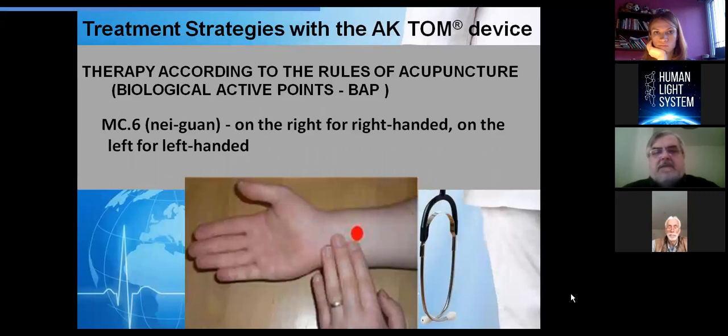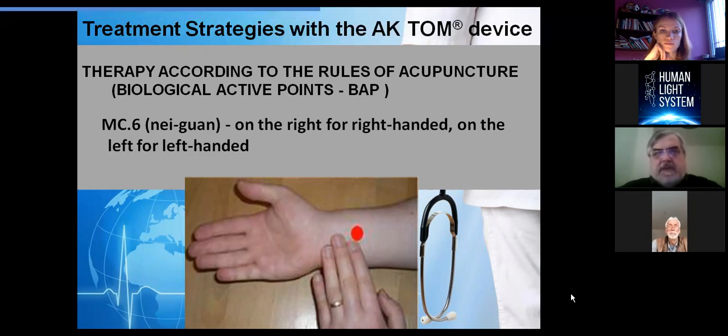We influence to lower the stress the point MC6, or in Chinese it's Neiguan. For right-handed people on the right arm, for left-handed on the left arm.